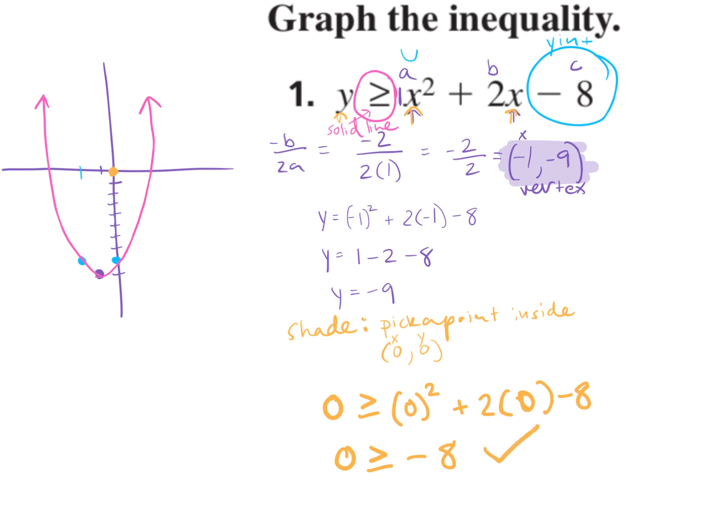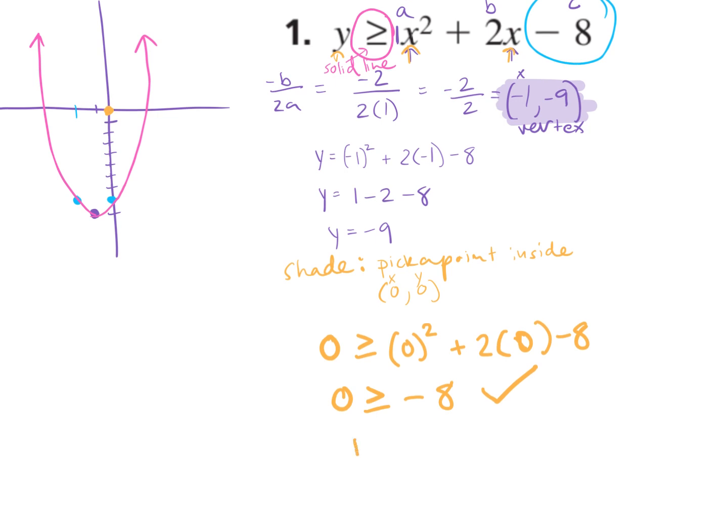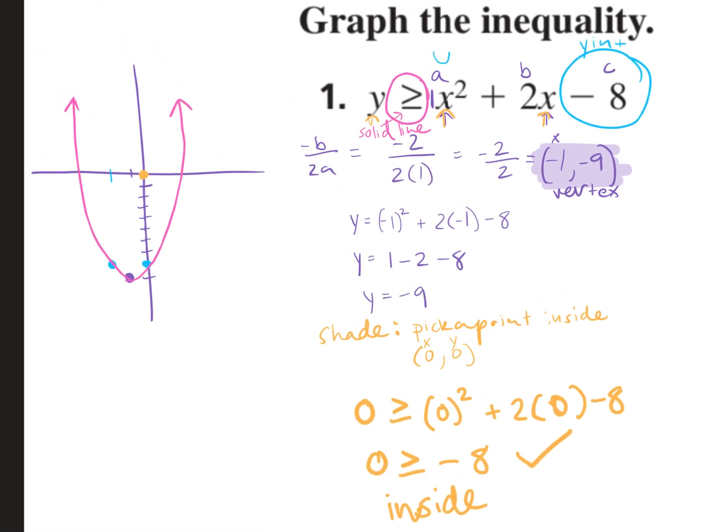This is true. So if it's true, that means we are shading inside. We shade where this point is. So because it's true, we got to shade where that point is. It's either going to be inside or outside. You will never shade both the inside and outside. It's going to be one or the other. So that would be our graph. You not only need the parabola, but you also have to shade.